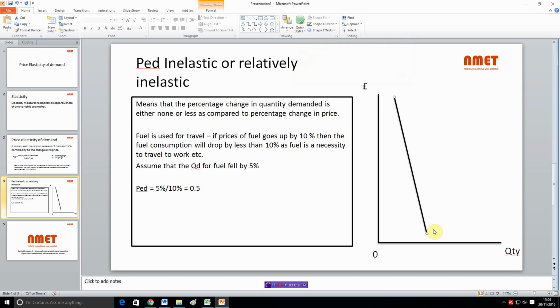Or do you think it's going to be one? I think it would be one that's quite vertical. Quite vertical, yes, with a steep slope.